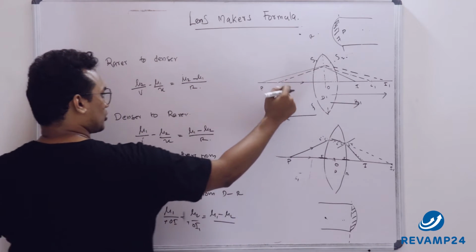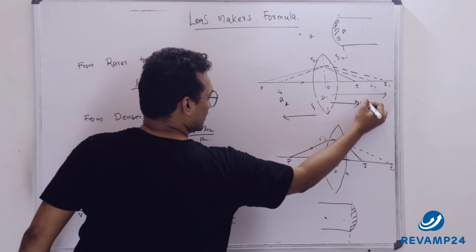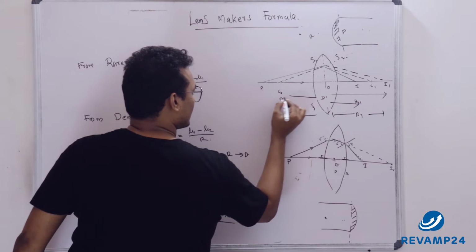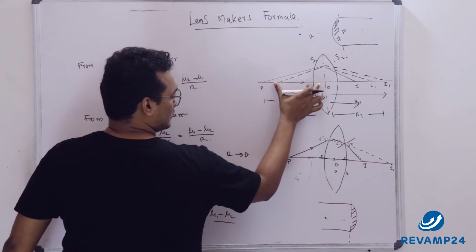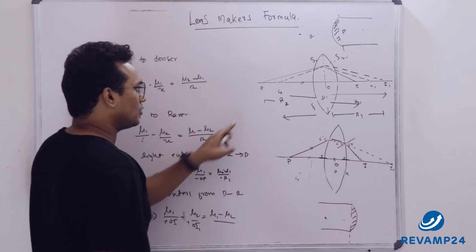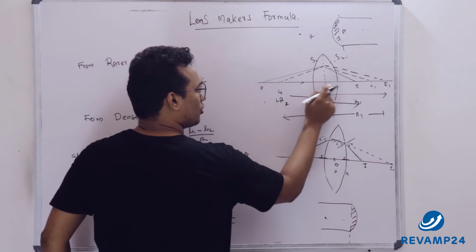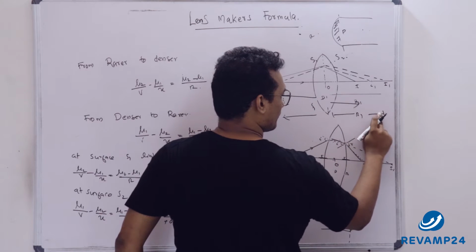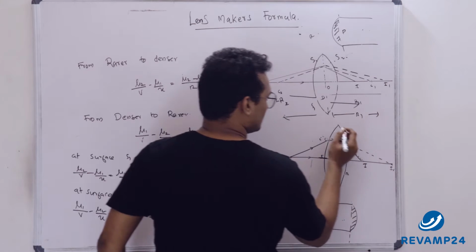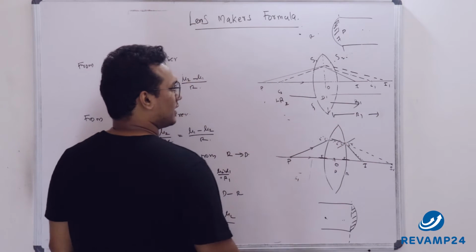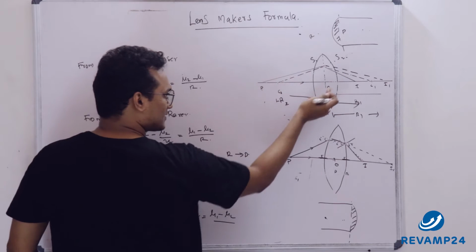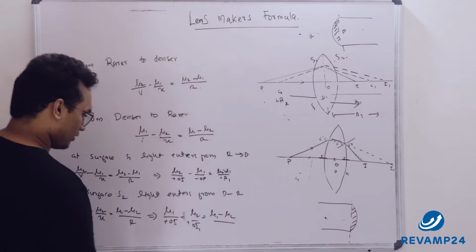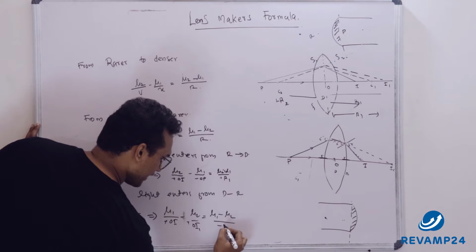will come here, R2. So this is R2 and this one is R1. Between C2 to O it is R2, between O to C1 it is R1. So this one is R1 and this one is R2. For the second surface, the radius will come here and that is measured in the leftward direction, so this would be minus R2.